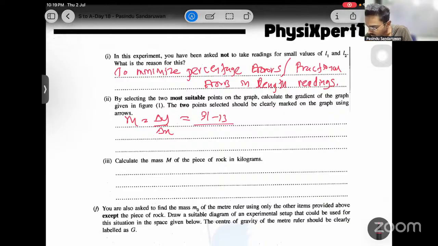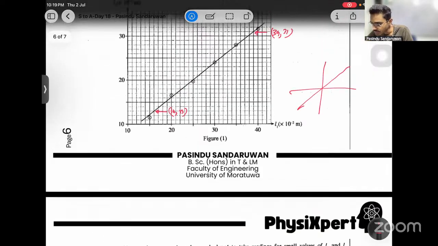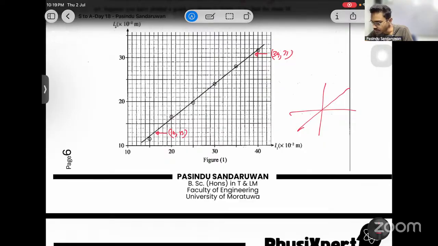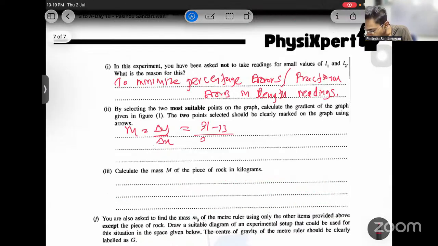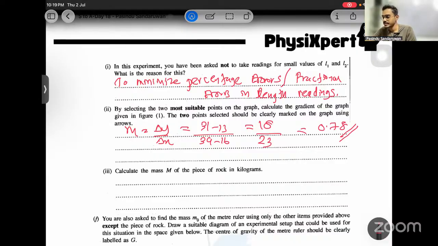Then 31 minus 13 over delta x. Delta x is 39 minus 16. The 10 to the powers are cancelled, so no need to worry. 31 minus 13 is 18, and 39 minus 16 is 23. Then 18 over 23 is 0.78. So likewise, just find it out.